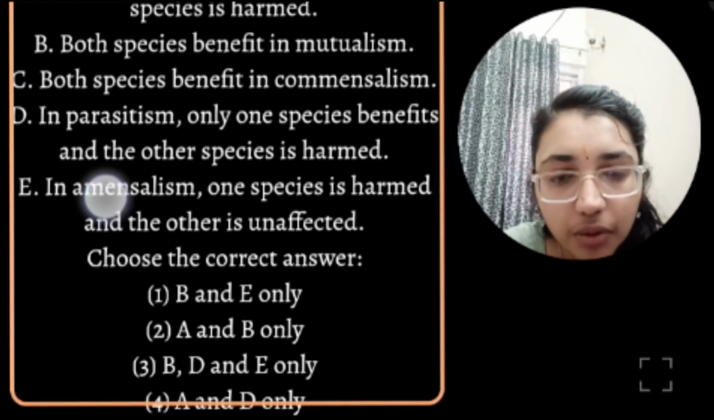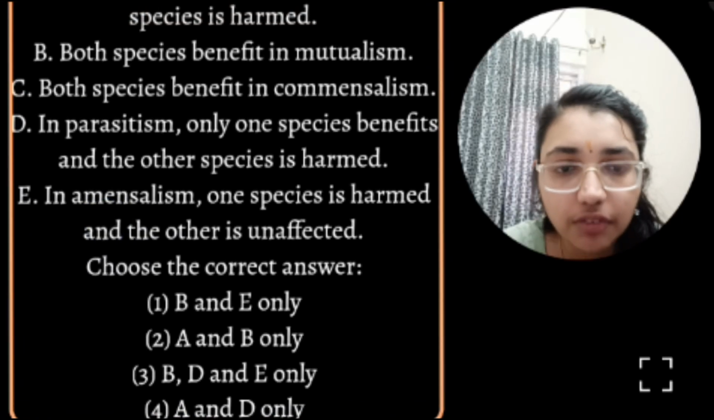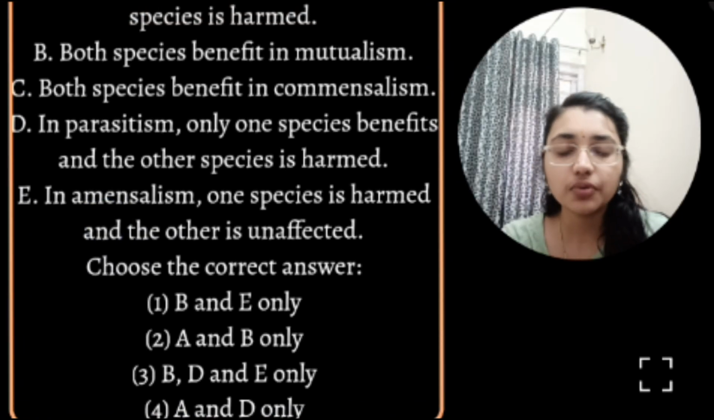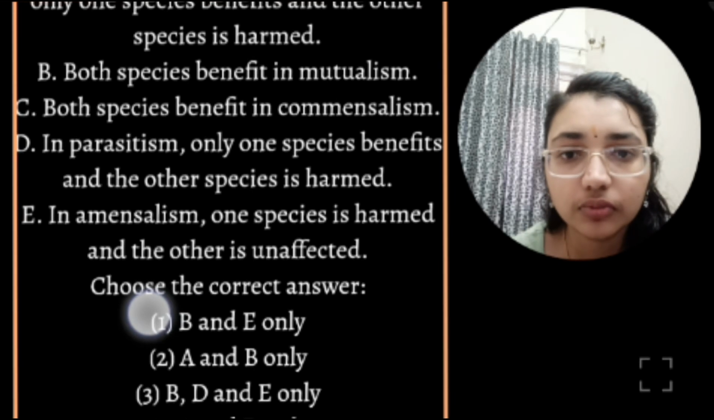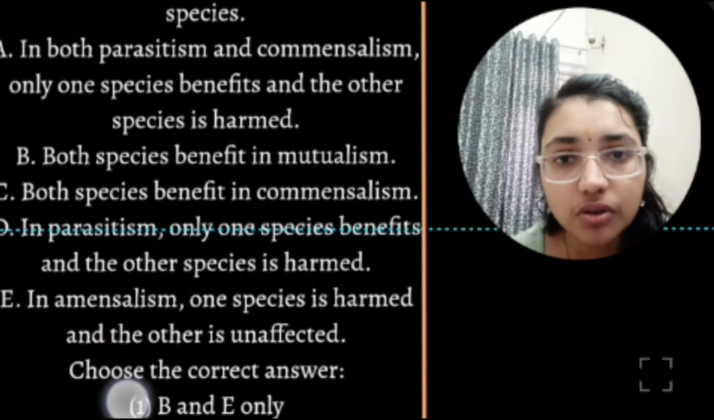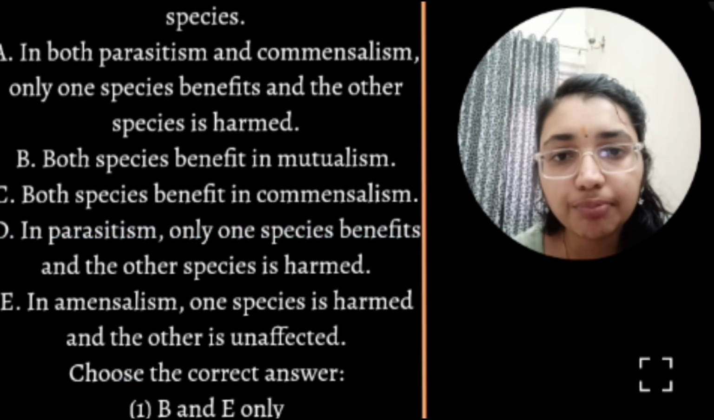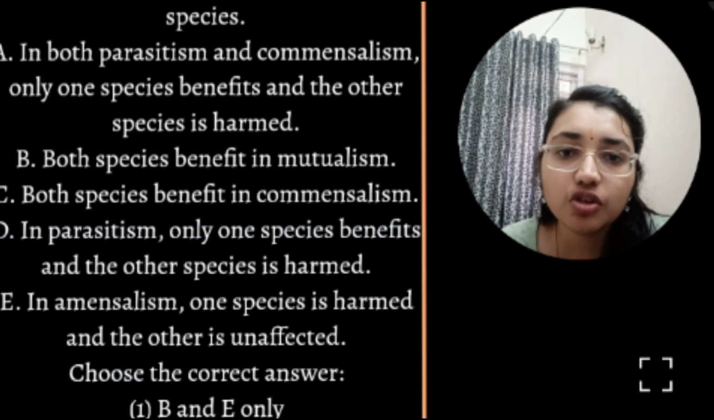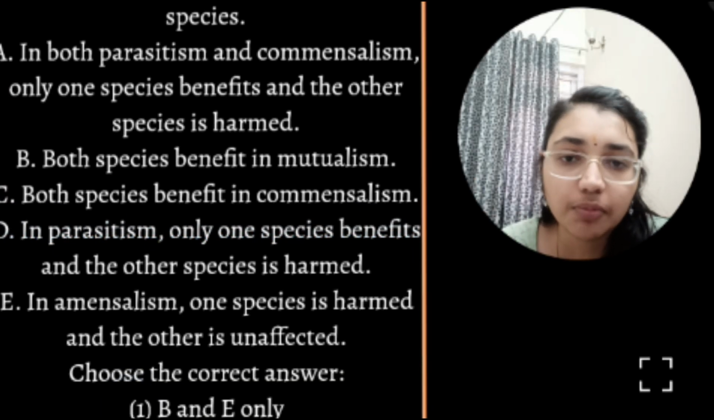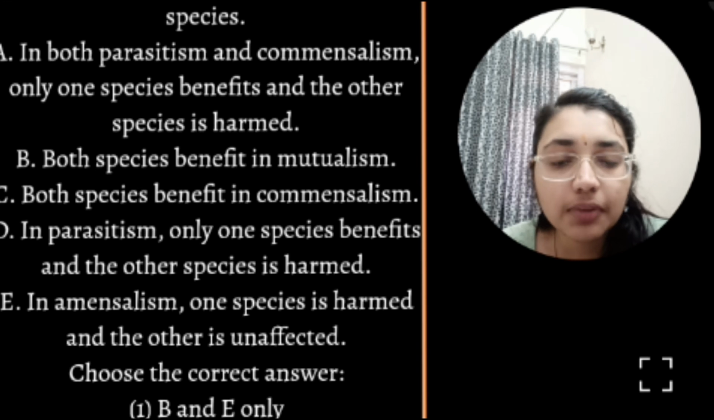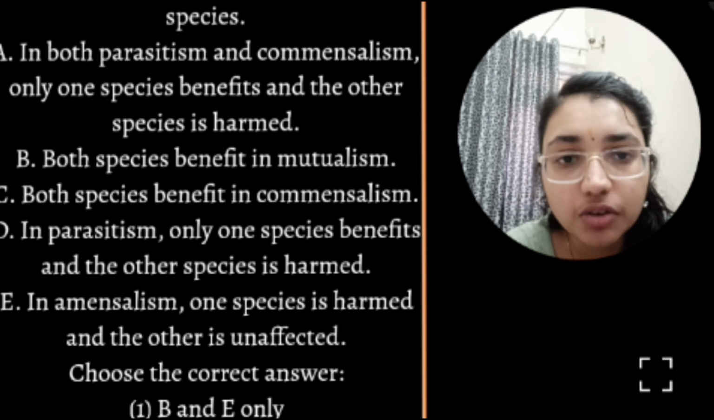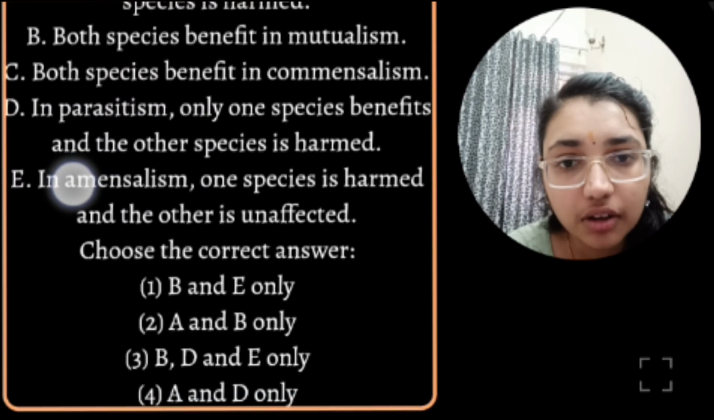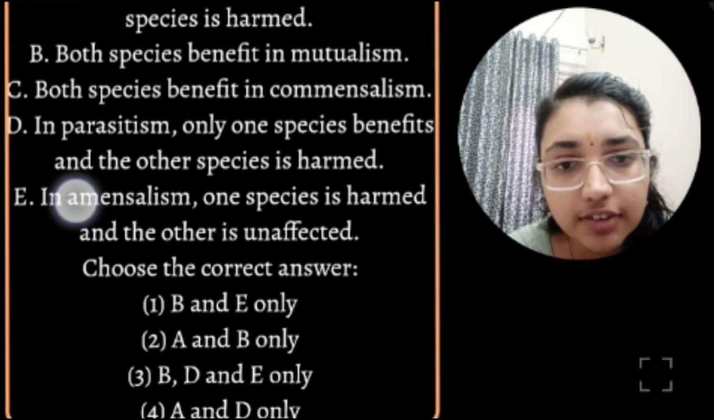First option, second option, third option and fourth option are given. You answer this one. So here the first option, that is given, both parasitism and commensalism, only one species benefit and other species harm. This is wrong. Both species benefit in mutualism. This is correct. So B option is correct. Now let's see which option shows B correct. First and third option and even second option have B correct.